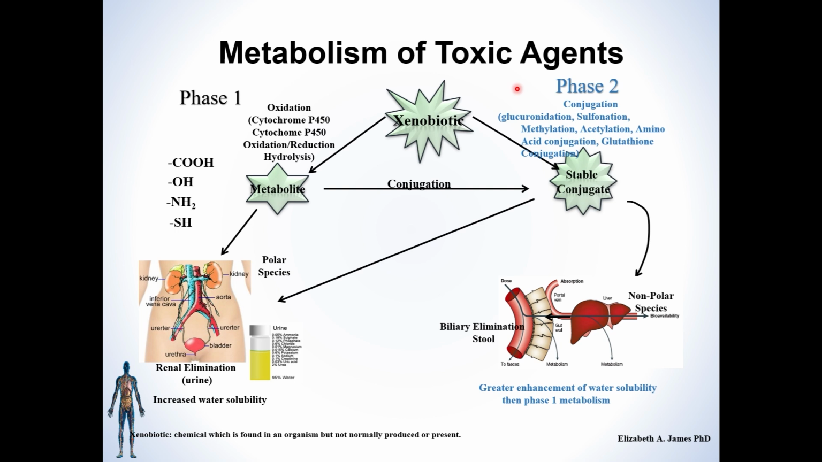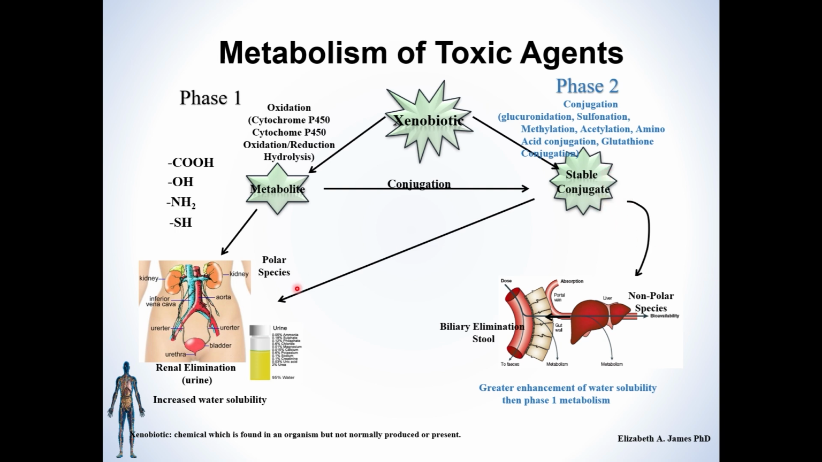So I'm not going to spend too much time right here, except to say, remember that phase one, modest modifications. They're going to be cytochrome P450 mediated. They can be oxidized, they can be reduced or hydrolyzed. In phase two, we're talking about conjugation reactions, and these include glucuronidation, sulfonation, methylation, acetylation, amino acid conjugation, and glutathione conjugation. That may sound like a lot, but we're going to get into that and clear this all up.